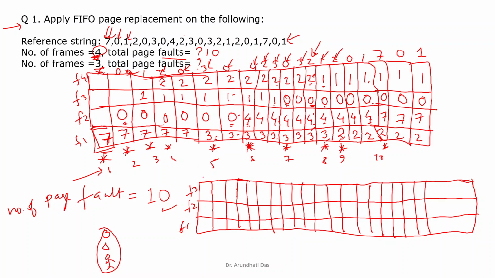Okay, here let me write the request: 7 0 1 2 0 3 0 4 2 3 0 3 2 1 2 0 1 7 0 1.